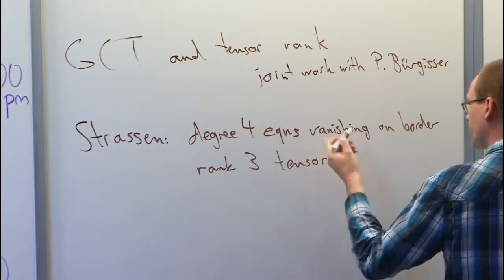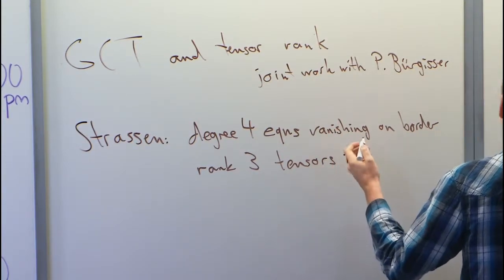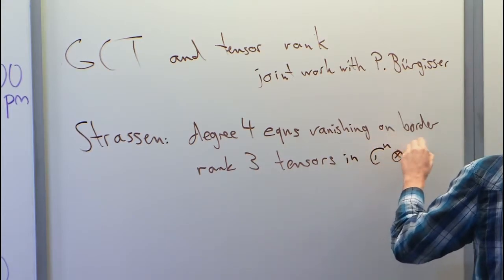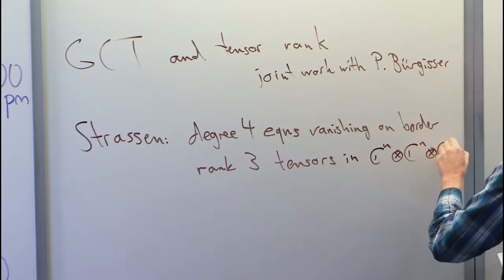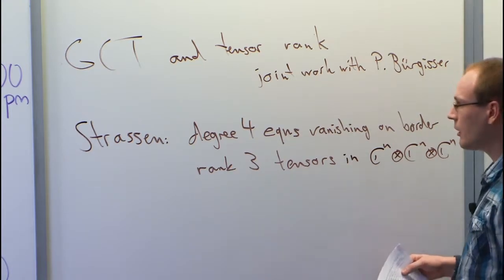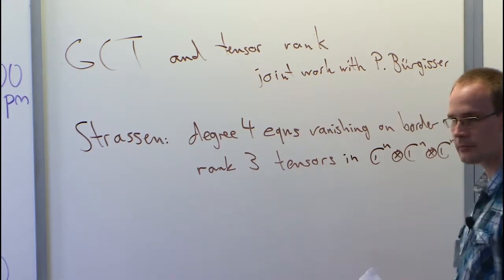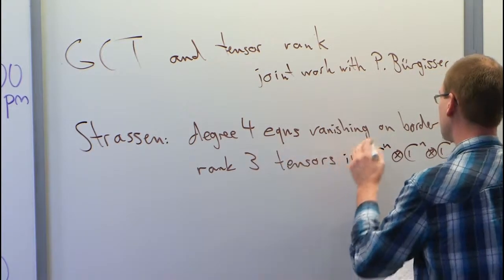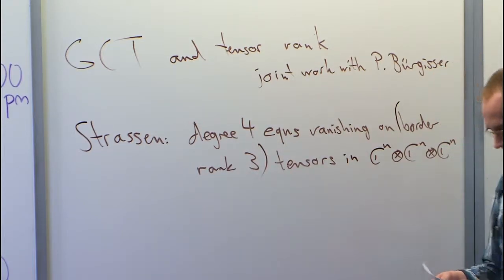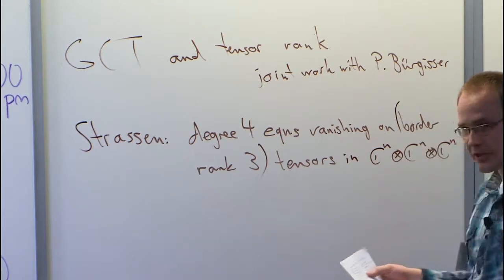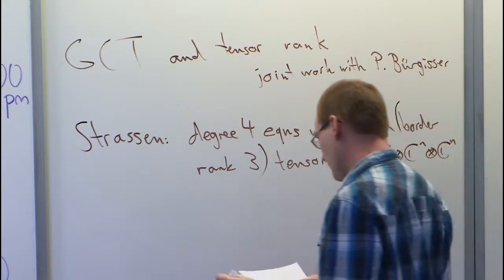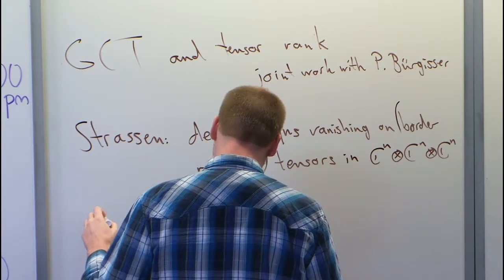There are degree 4 equations vanishing on border rank 3 tensors, in some C^n tensor C^n tensor C^n, and n is large. So 3 stands for border rank 3. Okay, so we would want to generalize this. We want to have things vanishing on higher border rank tensors.